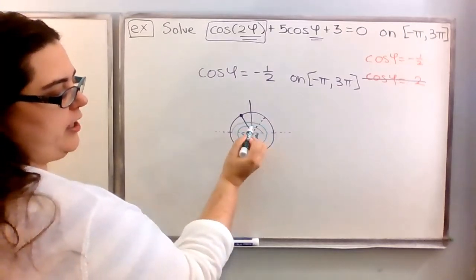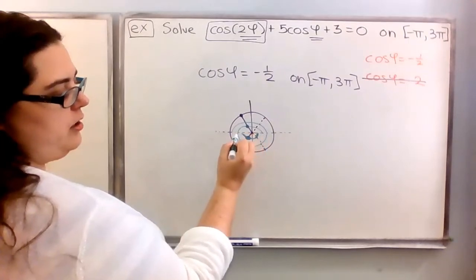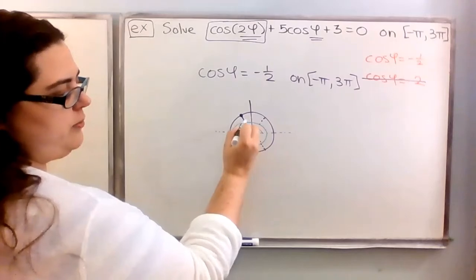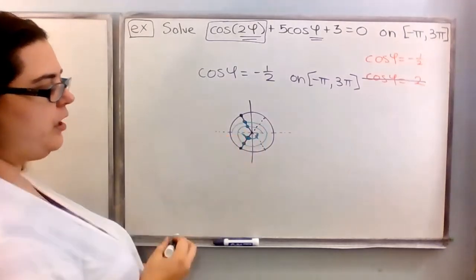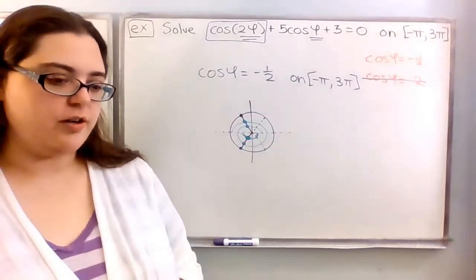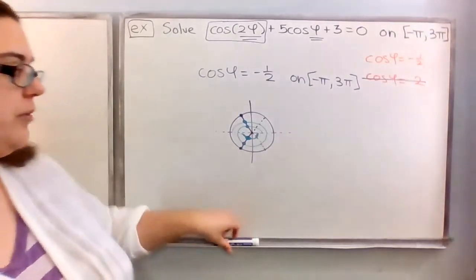So on that swirl, I hit 1, 2, 3. And then we're done. So it looks like all told, we're going to get 4 angles for our solution here. So we have 4 solutions to this equation.